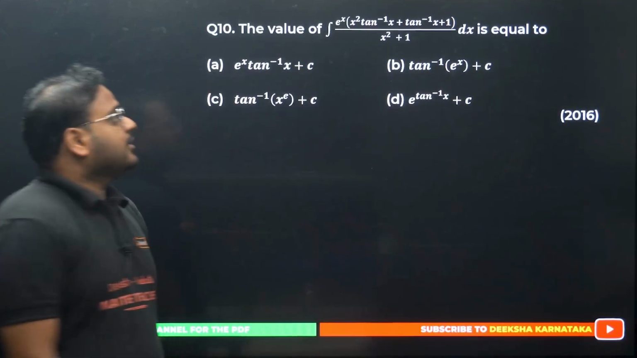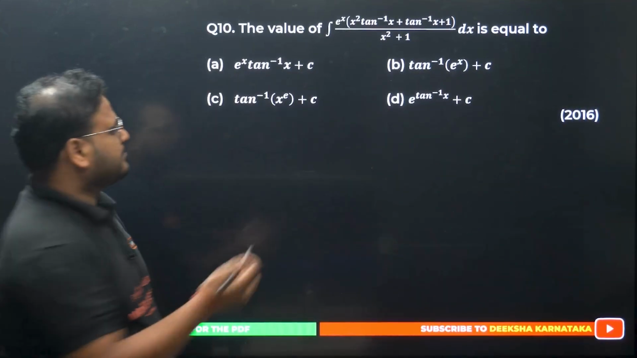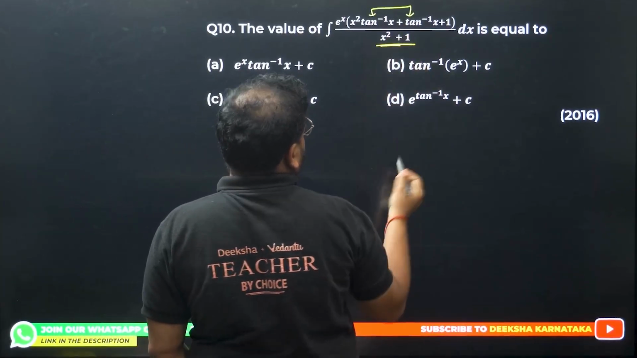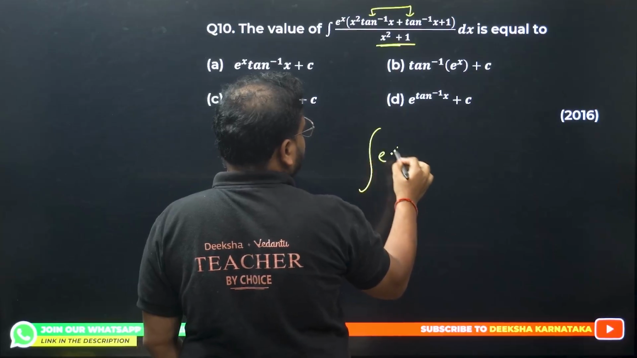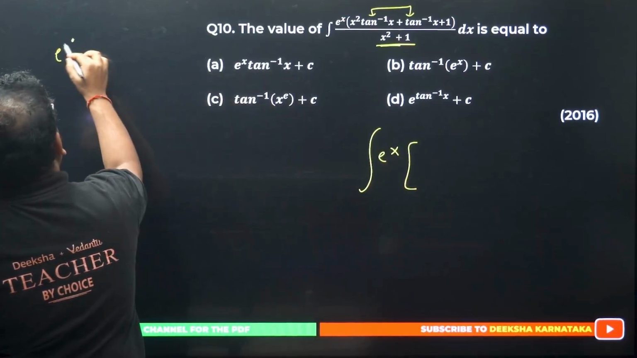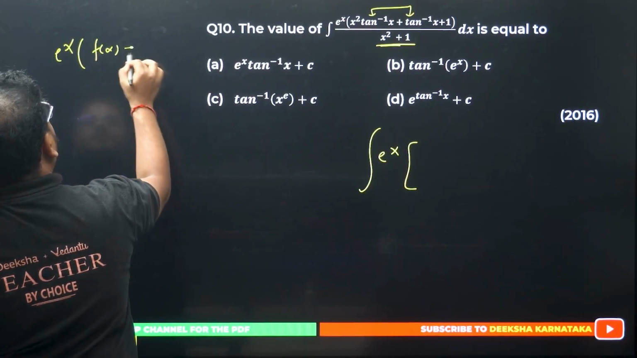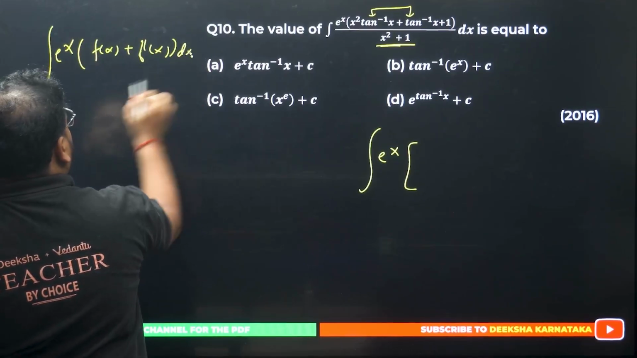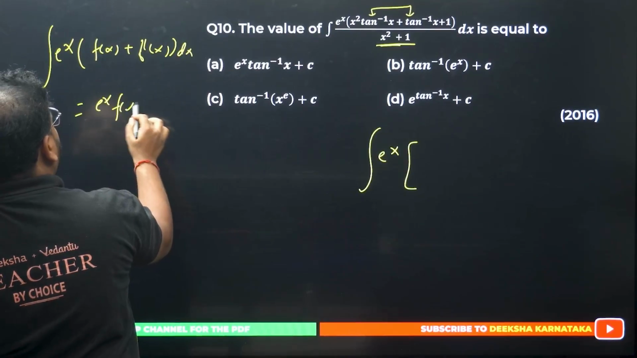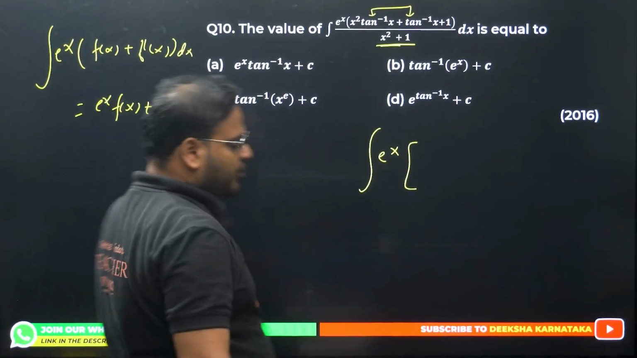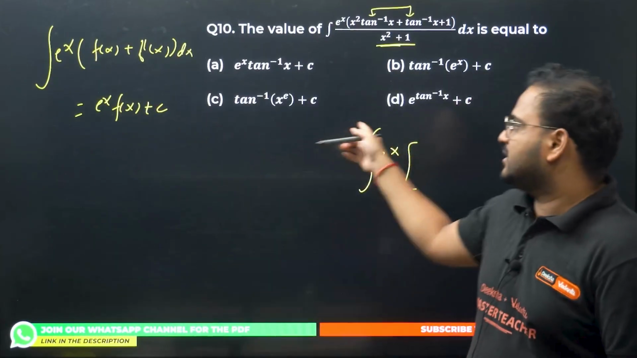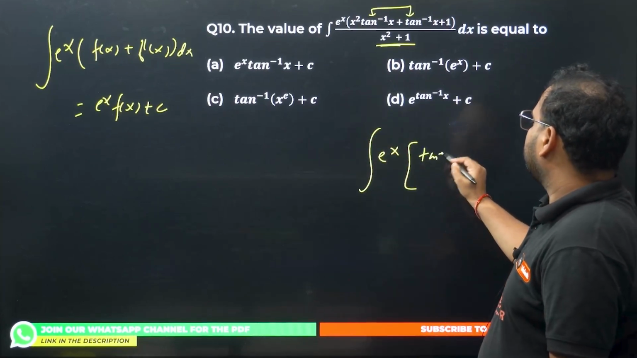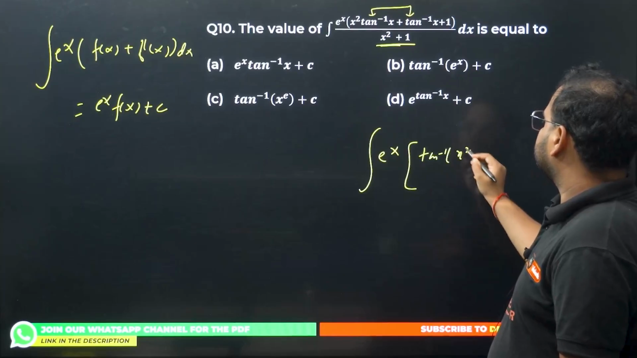Okay, e power x. Now this is a good question, but not difficult. Think about it. We have x square plus 1 over here, and we have tan inverse common. That's it. That's your clue. Whenever you see e power x, try to look for this format. e power x times of f(x) plus f dash of x. If there are too many terms, you should get this format only. Answer is what? e power x f of x plus c. Whenever you have too many terms, try to look for this format. Take tan inverse common.